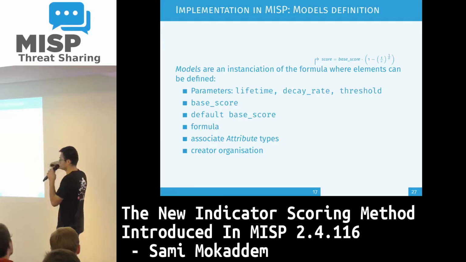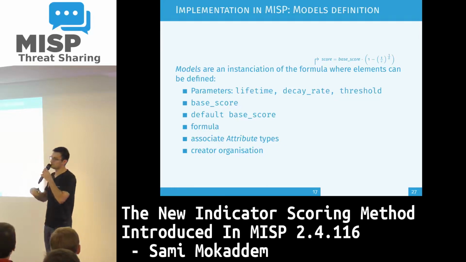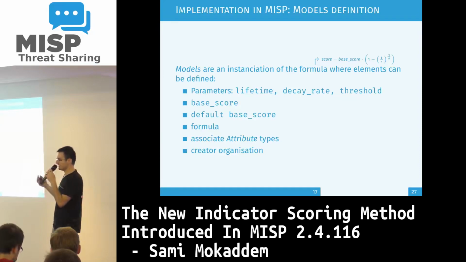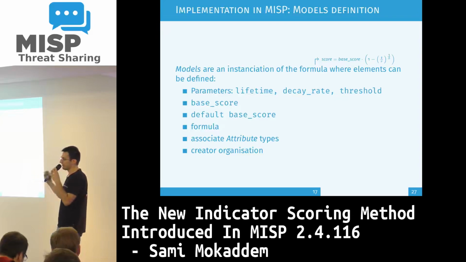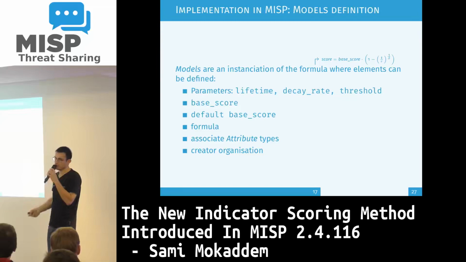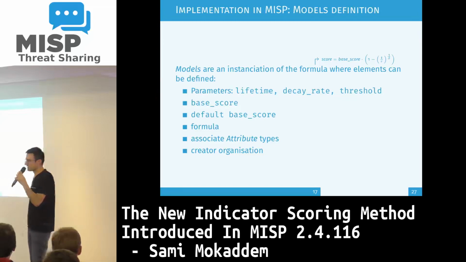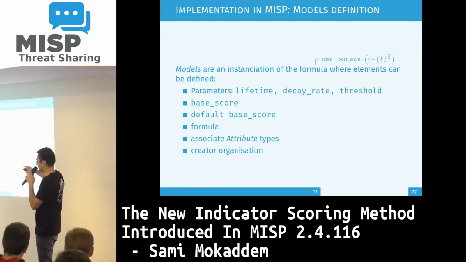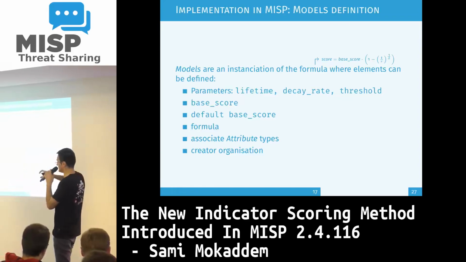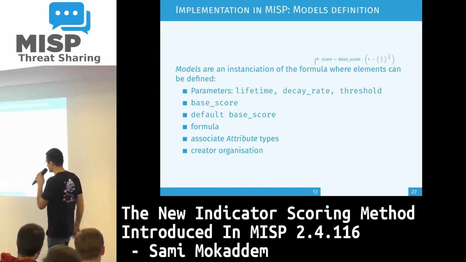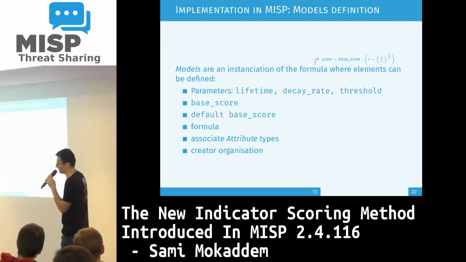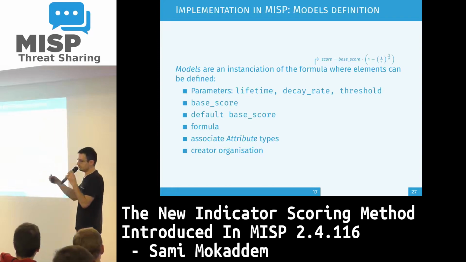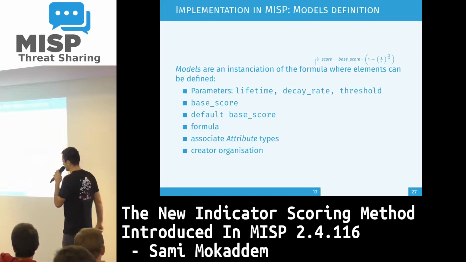You can associate the model with the attribute type, because if you want to expire a dynamic IP address, you will probably want a small lifetime, so a few days, while if you want to expire a file hash, it may be longer, so a few months perhaps, depending on your use case. So you can set the mapping between these attribute types and the models. And last one, creator organization, so that you can use the model created by your organization and you can share it with others, and so on.